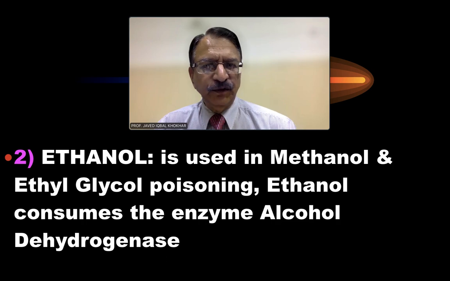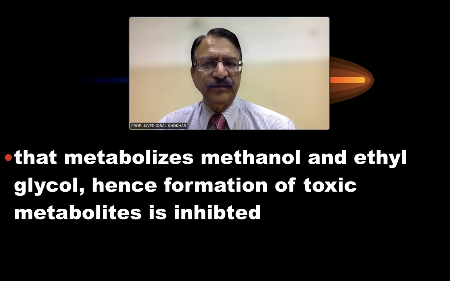Similarly, ethanol is used in methanol poisoning and ethylene glycol poisoning. Ethanol consumes the enzyme alcohol dehydrogenase, and that enzyme metabolizes methanol and ethylene glycol. Hence, formation of toxic metabolites is inhibited.